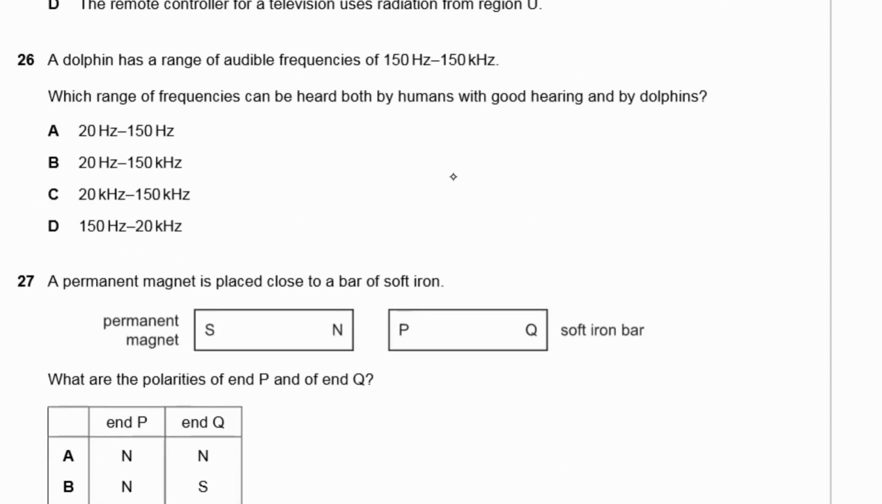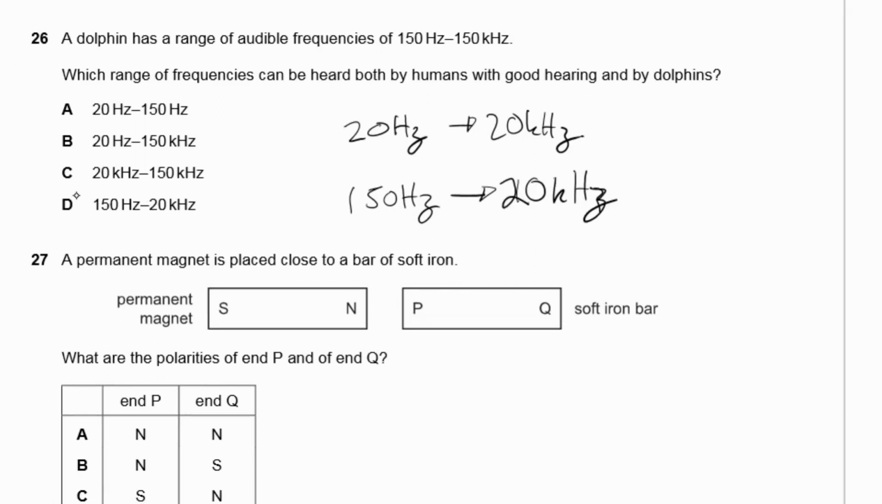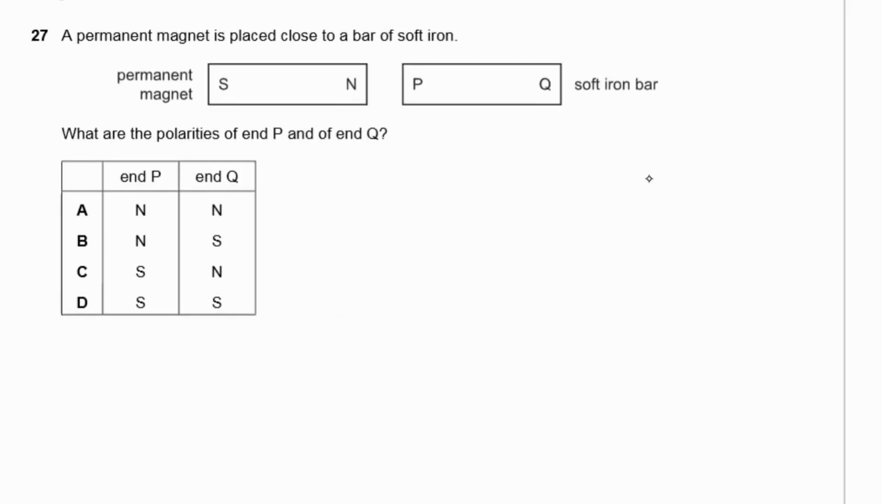26. A dolphin has a range of audible frequencies of 150 Hz to 150 kHz. Which range of frequencies can be heard by both humans with good hearing and by dolphins? Well, humans will hear from 20 Hz to 20 kHz. So we want to know where they both overlap. Well, that's from 150 Hz all the way up to 20 kHz, which is option D. Let's come to question 27.